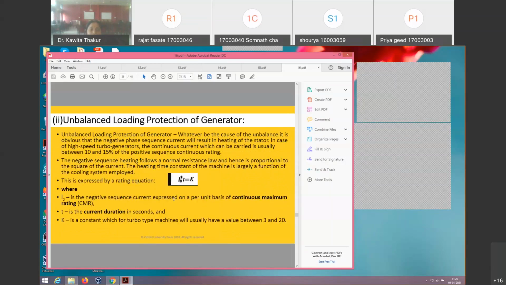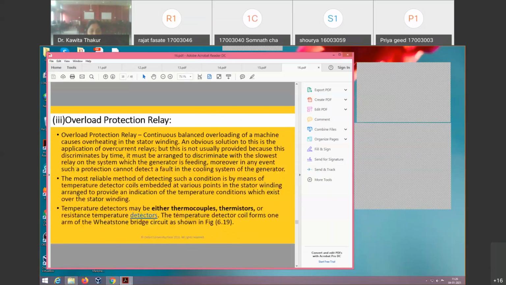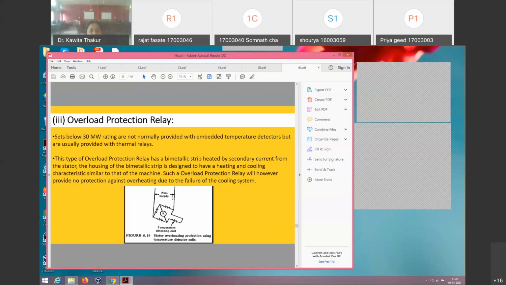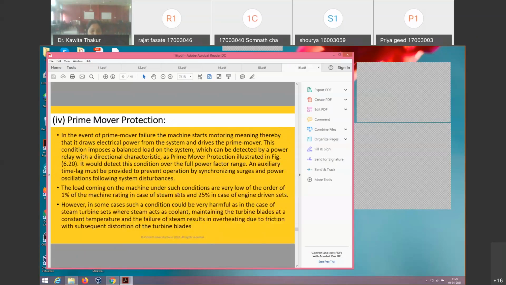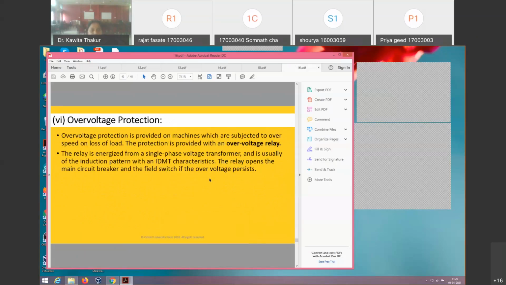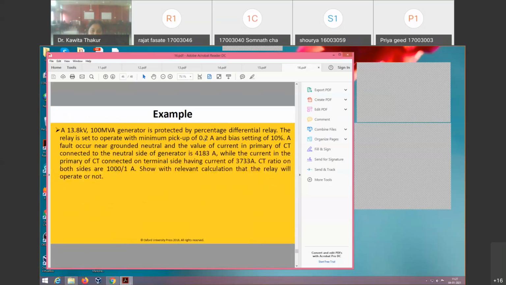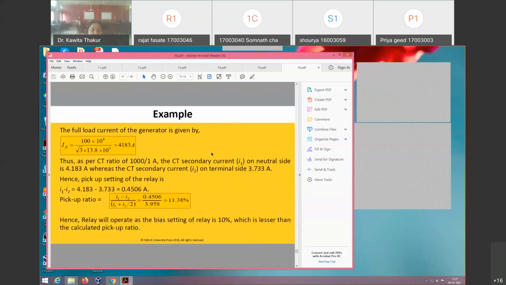Then unbalanced loading: for unbalanced loading, we have the negative phase sequence relay. For overload protection, we have the overcurrent relay, and also temperature sensors, temperature detecting coils. For prime mover protection, we have the reverse power relay. For overspeed protection, we are using an interlock relay. For overvoltage protection, we are using the overvoltage relay. So these many protections are given to the generators. Now here we have solved one example.